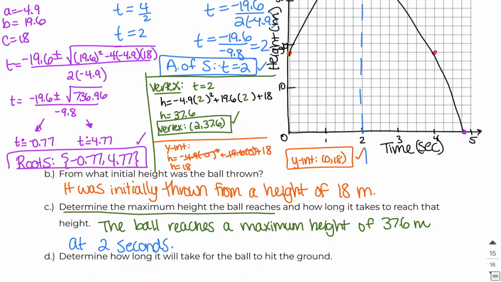All right. And then part D says, how long will it take the ball to reach the ground? Well, we know that this right here is where the ball will reach the ground. And we know that that answer is 4.77 seconds.